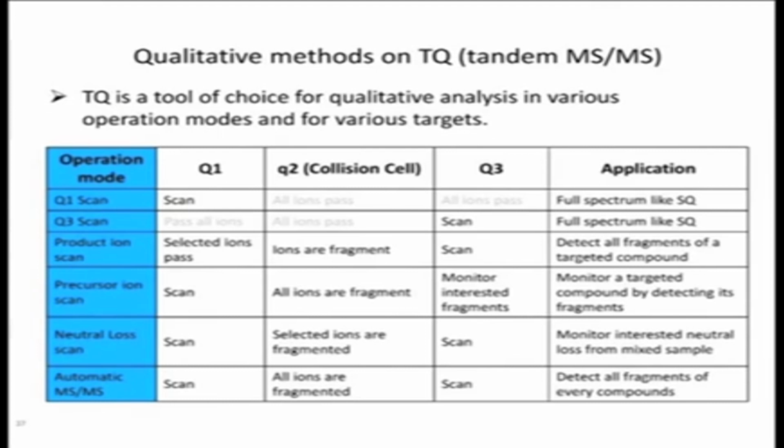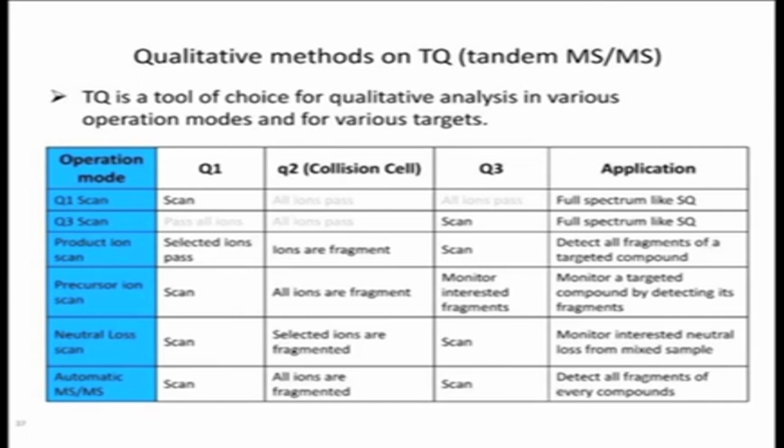The Q1 scan means you are scanning the first quadrupole over all the masses, while the second and third quadrupoles act as ion guides. That means they are on RF voltage only. Here the triple quadrupole works as a single quadrupole. You only have to detect all the ions generated by the interface. Similarly for the Q3 scan.